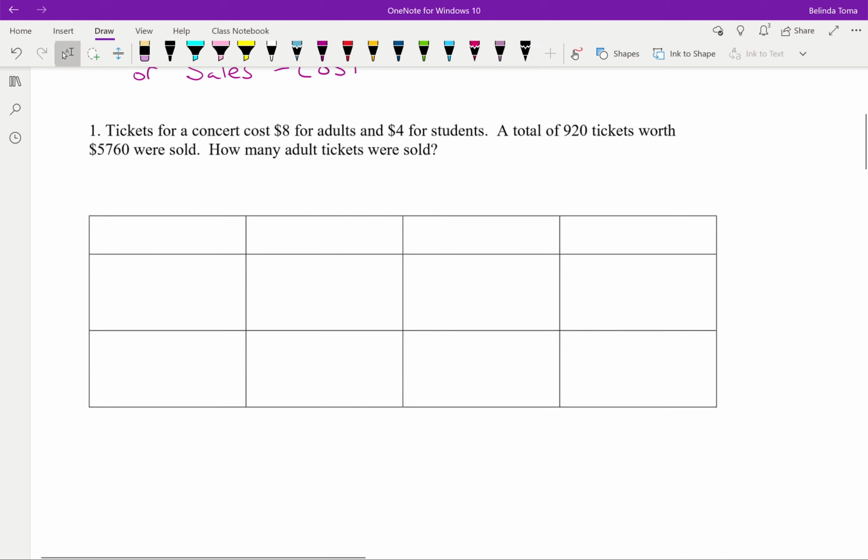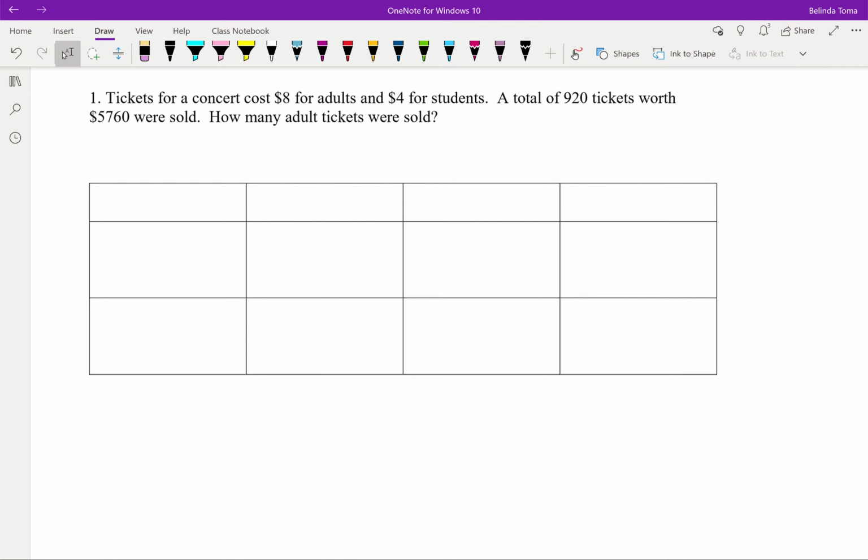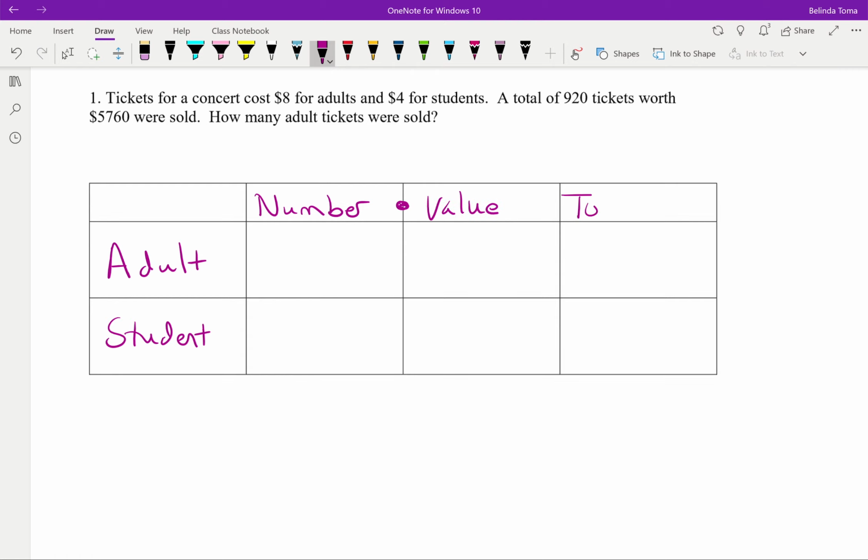All right, so in all of these, we're going to use a chart method. Again, we've already covered charts, so this is just to reiterate: the rows will be our differentiating items, and then across the top, we're going to put some form of number times value equals total value. So here we have tickets to a concert, and we have adult tickets and student tickets. We want to think in terms of the number of tickets times the value for each ticket, and that's going to give us our total value.